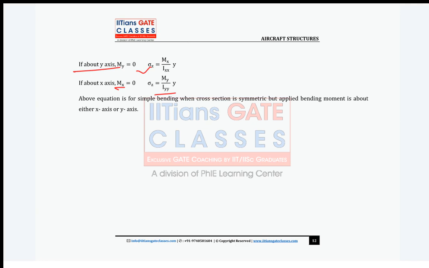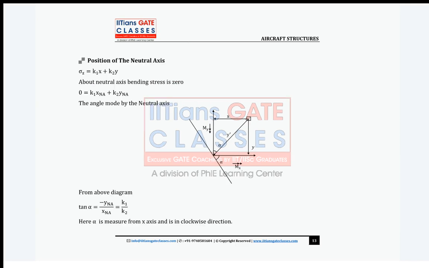Neutral axis. So about neutral axis, you all know, right? We need to find the position of neutral axis. So what is your bending stress about neutral axis? It's 0, right? So we know the formula sigma z is K1 x plus K2 y, and at neutral axis it is 0. So that means K1 into xNA plus K2 into yNA equal to 0, right?